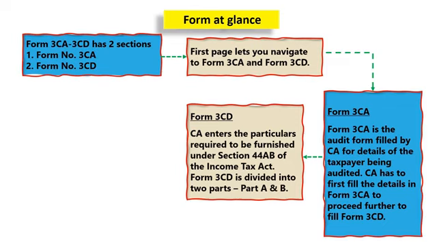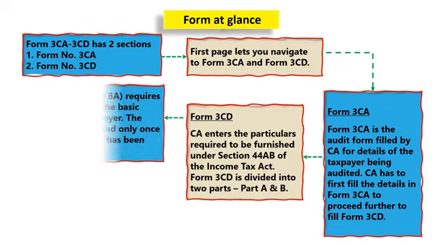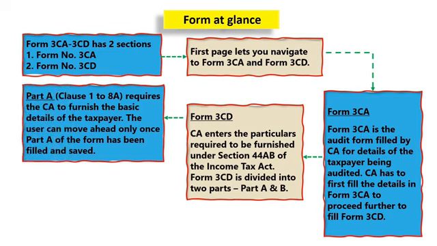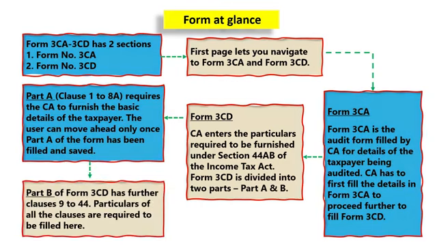Form 3CD is divided into two parts. Part A contains Clause 1 to Clause 8A, which requires the chartered accountant to furnish the basic details of the taxpayer. The user can move ahead only once Part A of the form has been filled and saved. In Part B, there are Clauses 9 to 44. Particulars of all the clauses are required to be filled here.